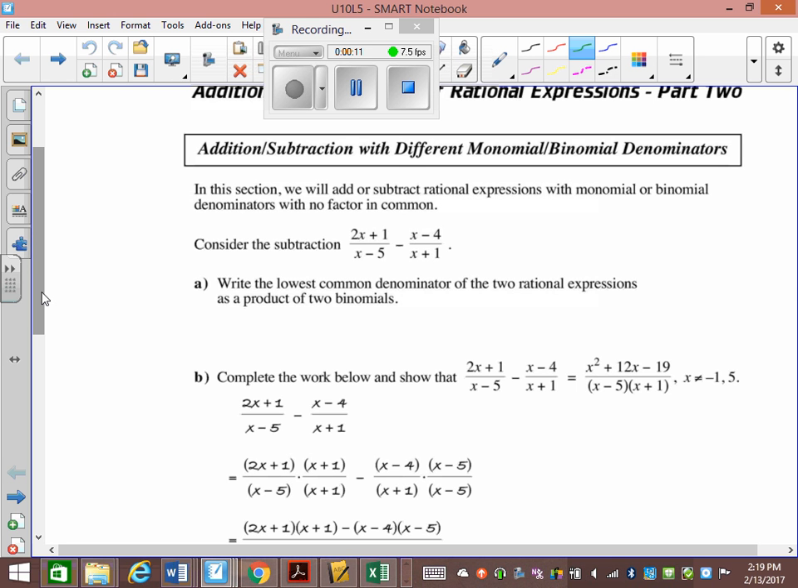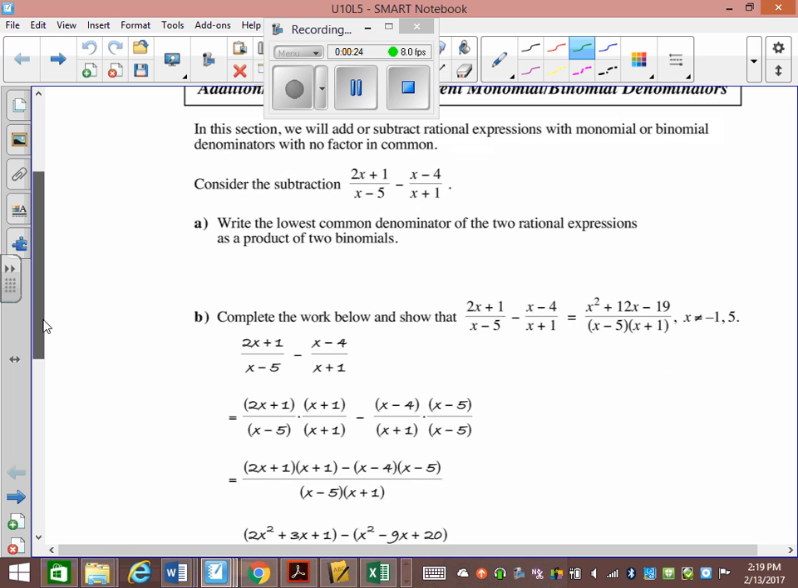Add or subtract rational expressions with monomial or binomial denominators. So you'll either have a variable in the denominator, which is like an x, or you'll have a binomial, which would be like x minus 5 or x plus 1. So we're going to consider this subtraction. It says write the lowest common denominator of the two.